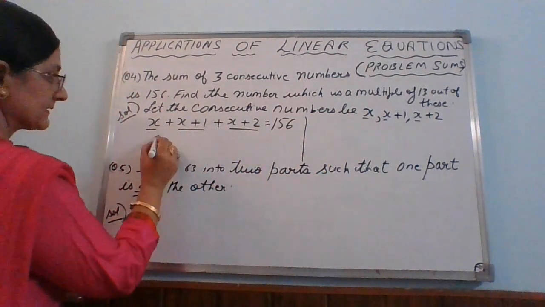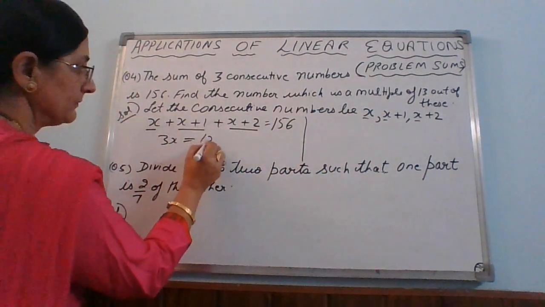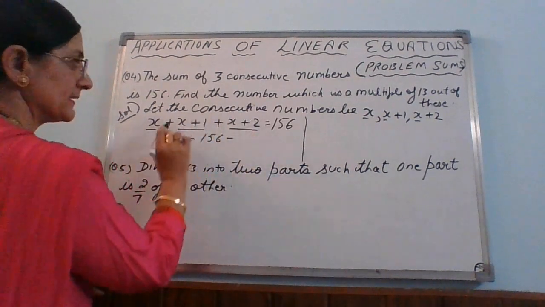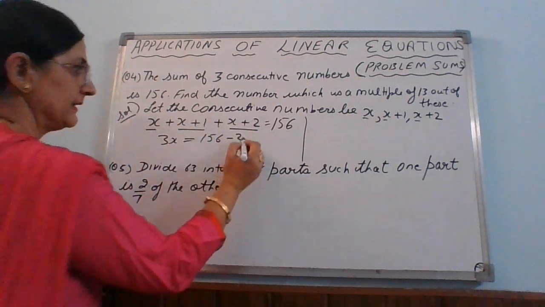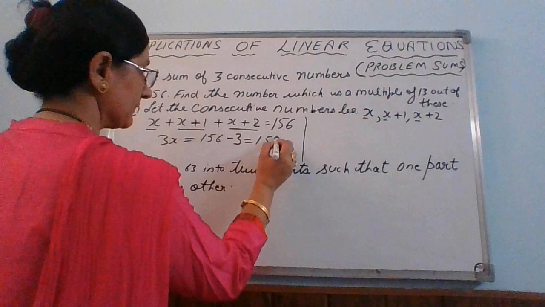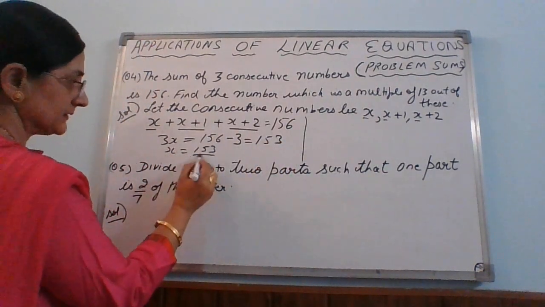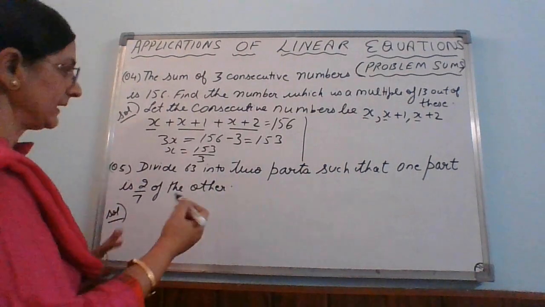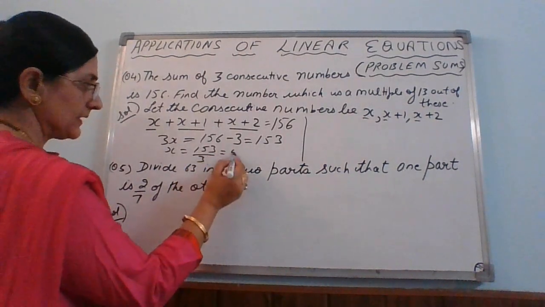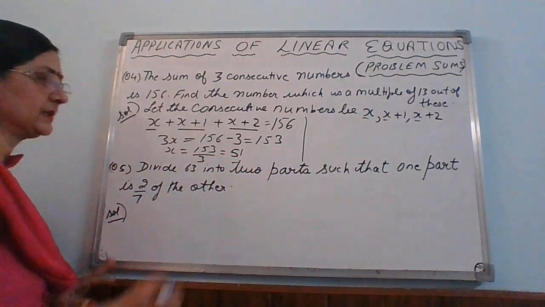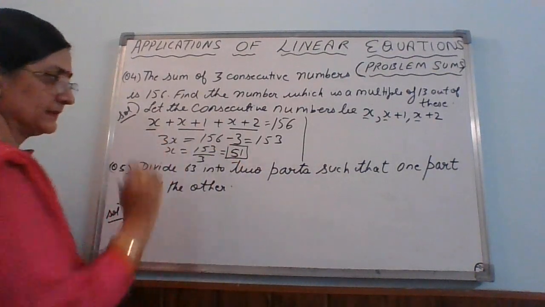x plus x plus x is 3x. 156 minus 2 plus 1 is 3, and let us subtract 3 there, right? It becomes 153. 3x is equal to 153, and 3 comes here by cross multiplication and you will divide it by 3. 3 5s are 15 and 3 1s are 3. So the value of x is this.